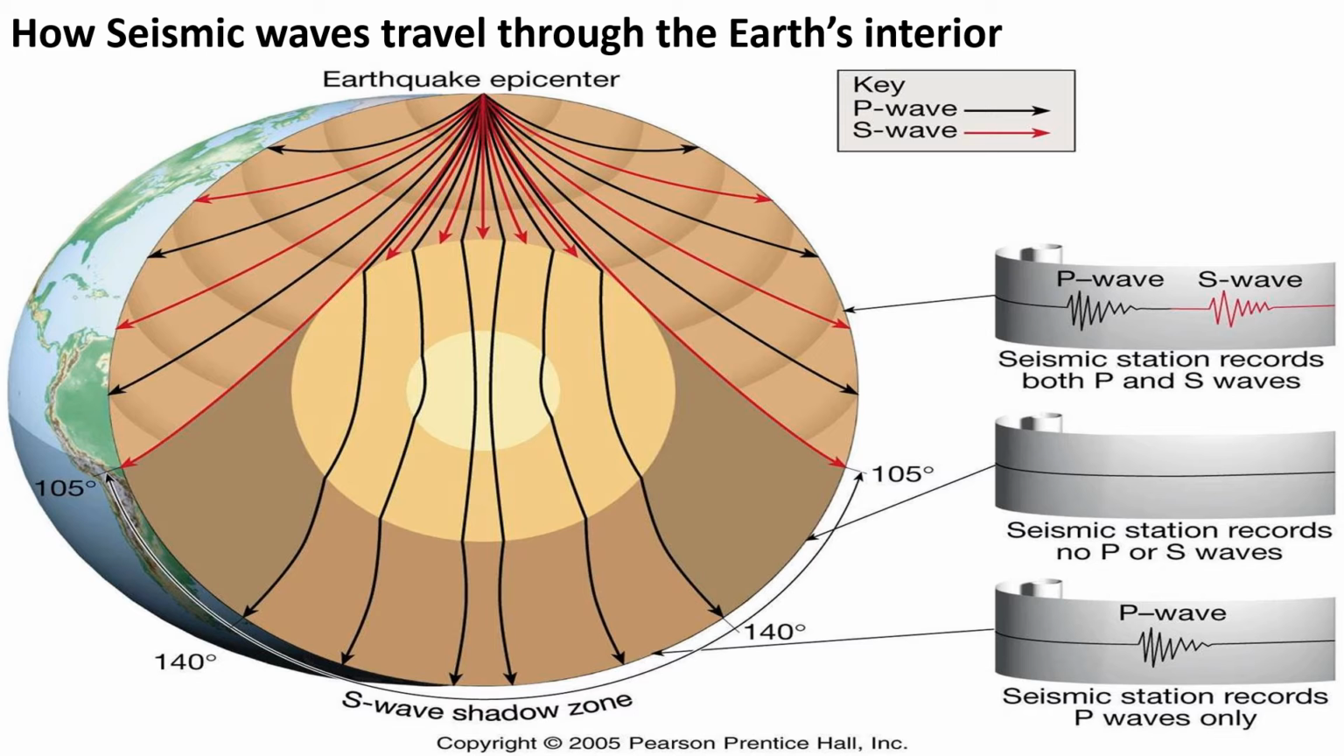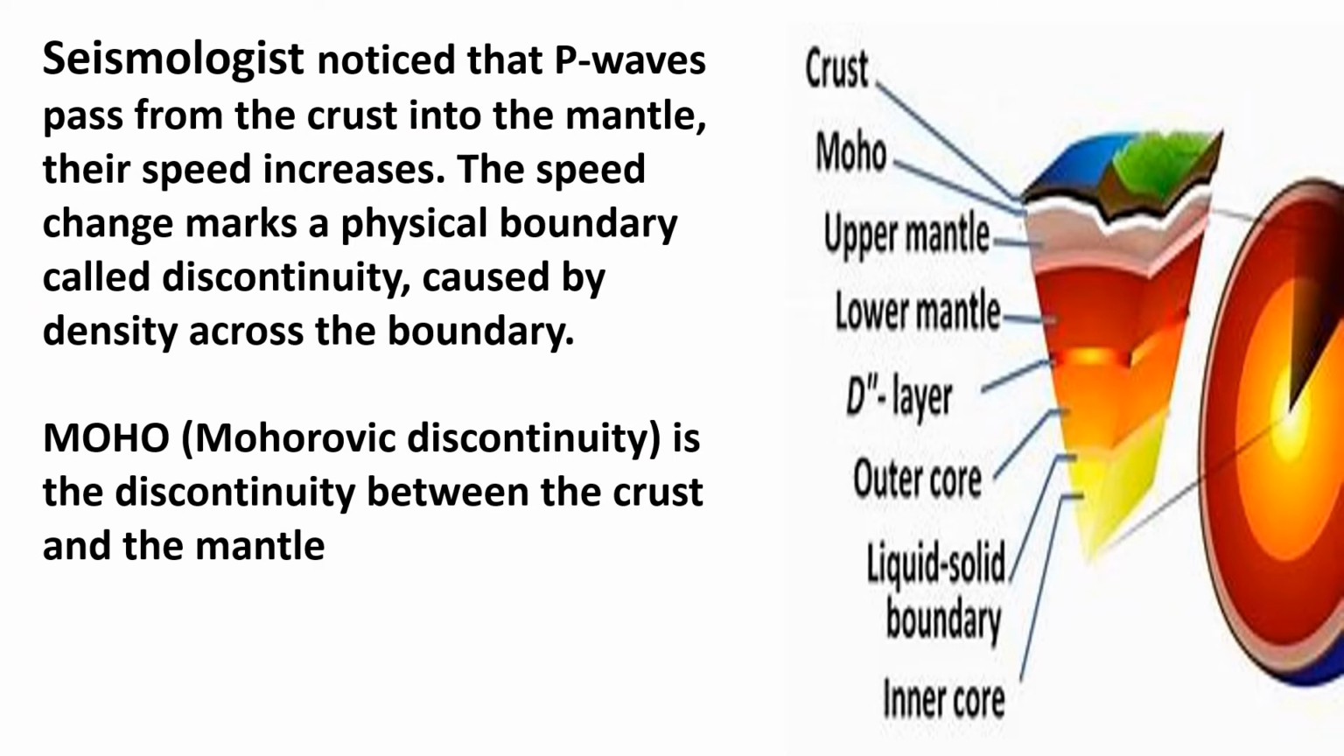We'll now move on to the next. So, it is the seismologists who notice that P waves pass from the crust into the mantle. Yes. The speed change marks a physical boundary called discontinuity caused by density across the boundary. Then you have here the MOHO, which stands for the Mohorovicic discontinuity, the discontinuity between the crust and the mantle. So this is where the MOHO is. It is just near the crust and it is above the upper mantle.